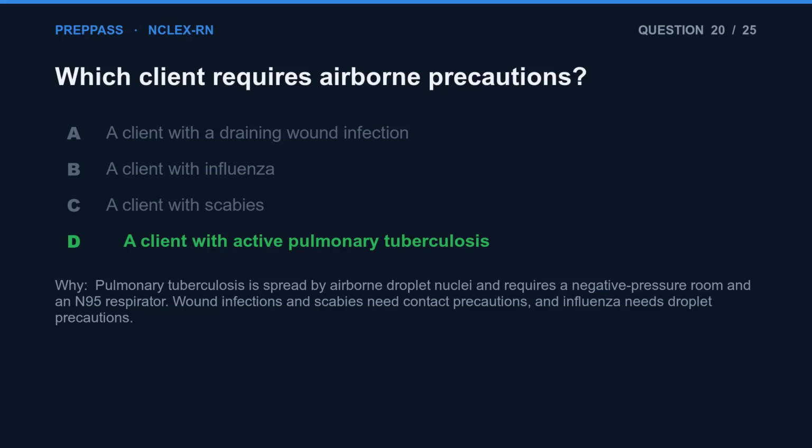The correct answer is D. Pulmonary tuberculosis is spread by airborne droplet nuclei and requires a negative pressure room and an N95 respirator. Wound infections and scabies need contact precautions, and influenza needs droplet precautions.